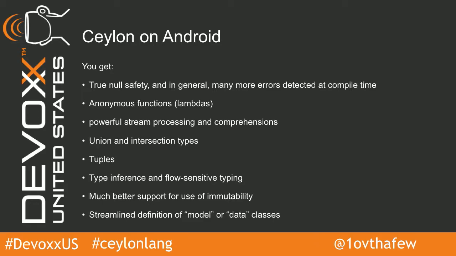So flow-sensitive typing says that if I test the type of something and I know that foo is a bar, then the compiler is not going to throw away that information. It's going to remember that information and let me use foo as a bar within the scope of where I've done that test.